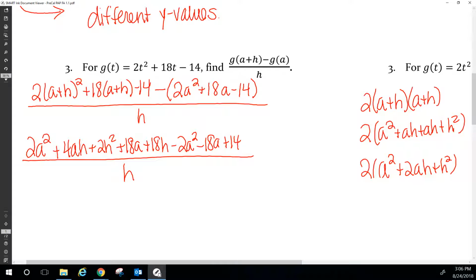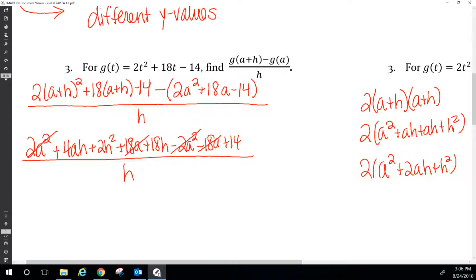So let's see what we can cancel out. I've got a 2a squared over here and a negative 2a squared over here, so they're going to cancel each other out. I've got an 18a and a negative 18a, so these guys will cancel each other out. And I think that's about it.